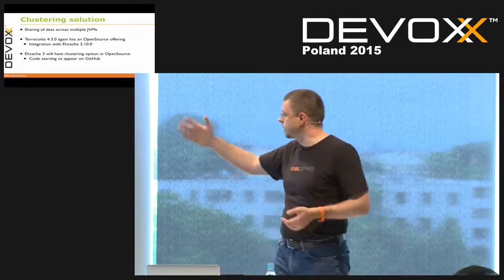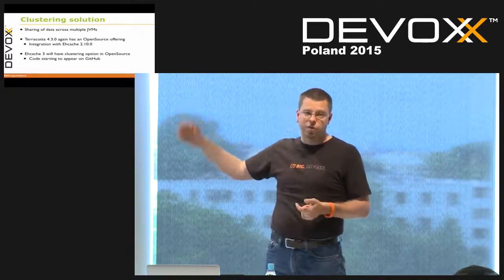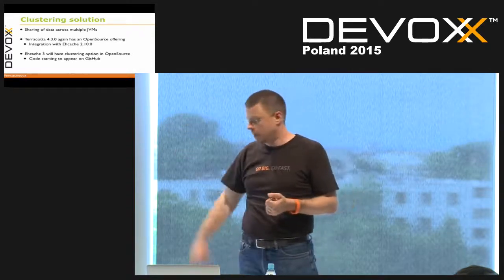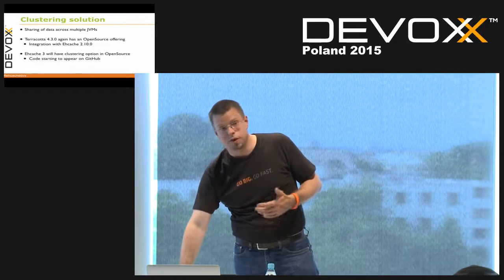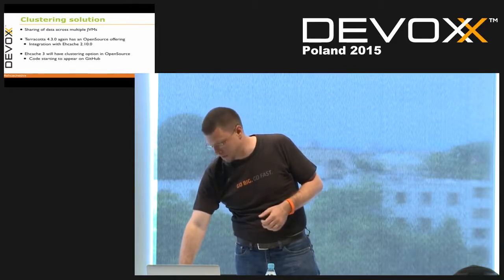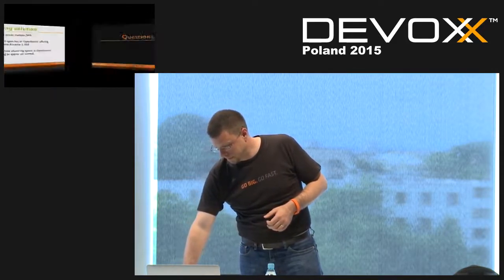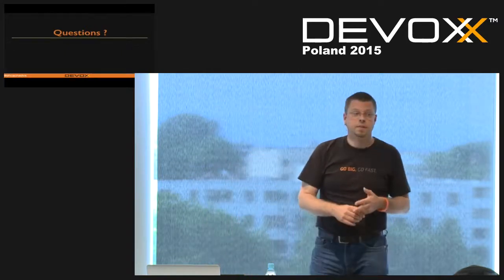And yeah, that's ongoing code. If you look at some of the forks on GitHub, you'll see initial code for that. So that's ongoing work to get that into Ehcache 3. And that's it. I have a question.